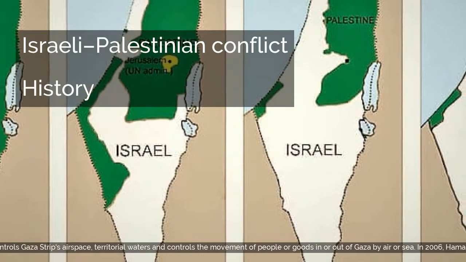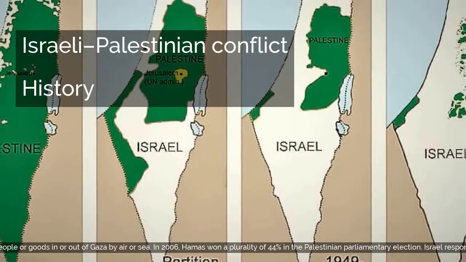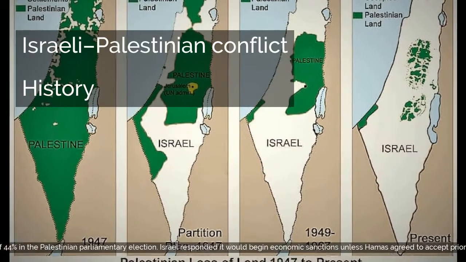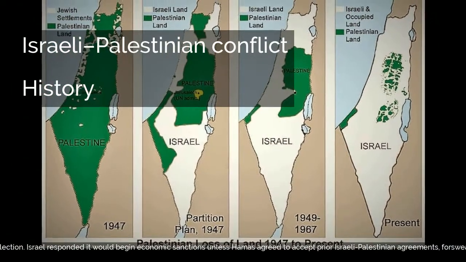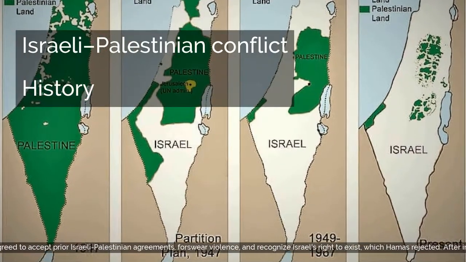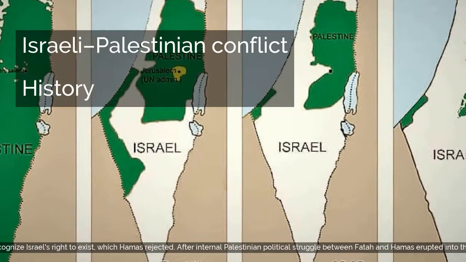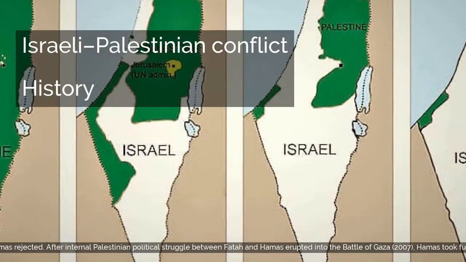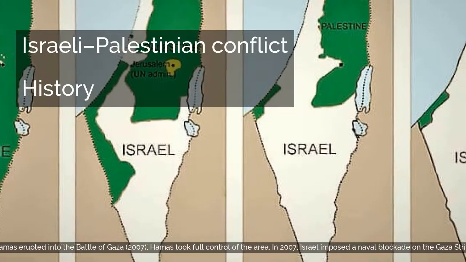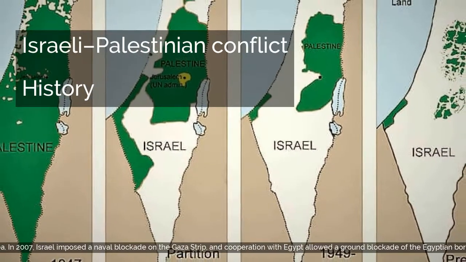In 2006, Hamas won a plurality of 44% in the Palestinian parliamentary election. Israel responded it would begin economic sanctions unless Hamas agreed to accept prior Israeli-Palestinian agreements, forswear violence, and recognize Israel's right to exist, which Hamas rejected. After internal Palestinian political struggle between Fatah and Hamas erupted into the Battle of Gaza, 2007, Hamas took full control of the area. In 2007, Israel imposed a naval blockade on the Gaza Strip, and cooperation with Egypt allowed a ground blockade of the Egyptian border.